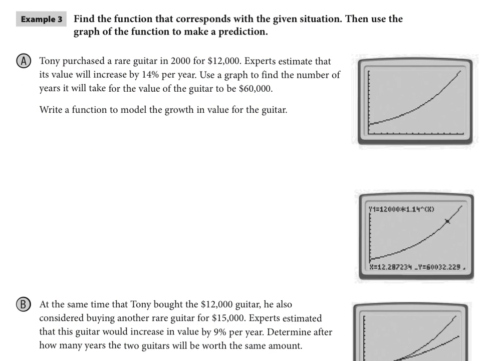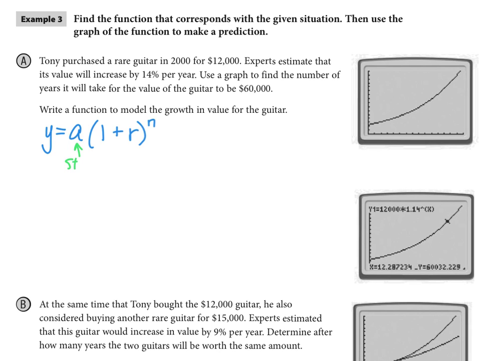Okay, the last thing that you need to know is how to write equations for word problems. So in general, the form is going to be y equals a times, because we're growing, it's 1 plus r to the n power. Okay, and you already know what all of those things mean.